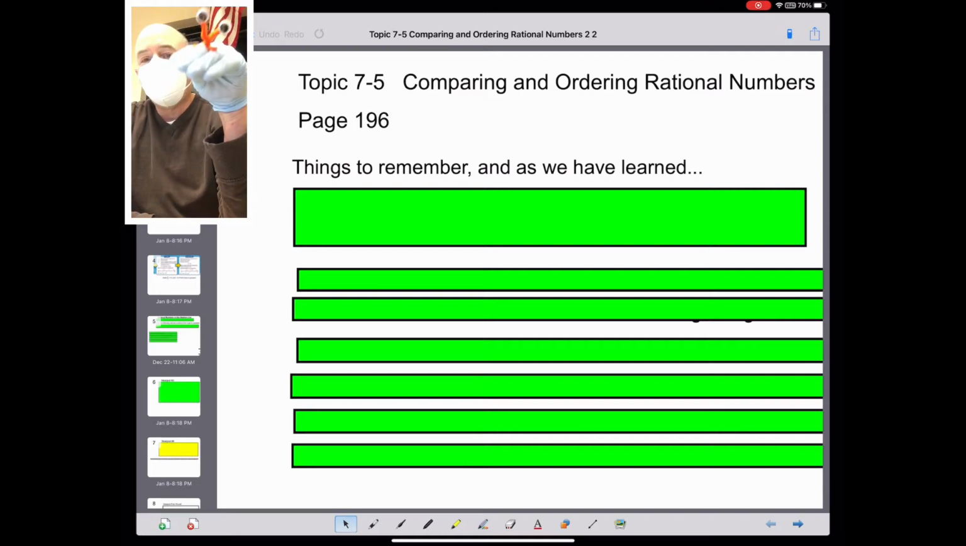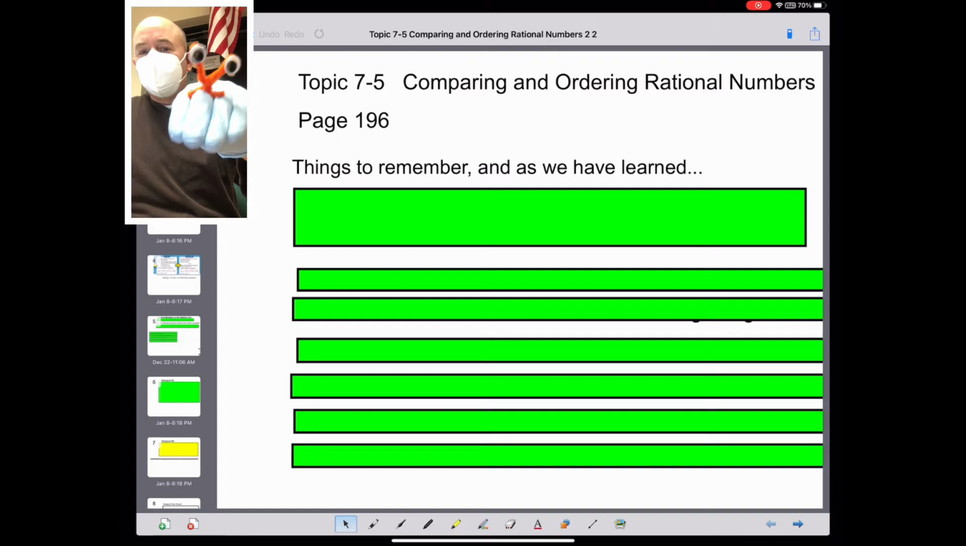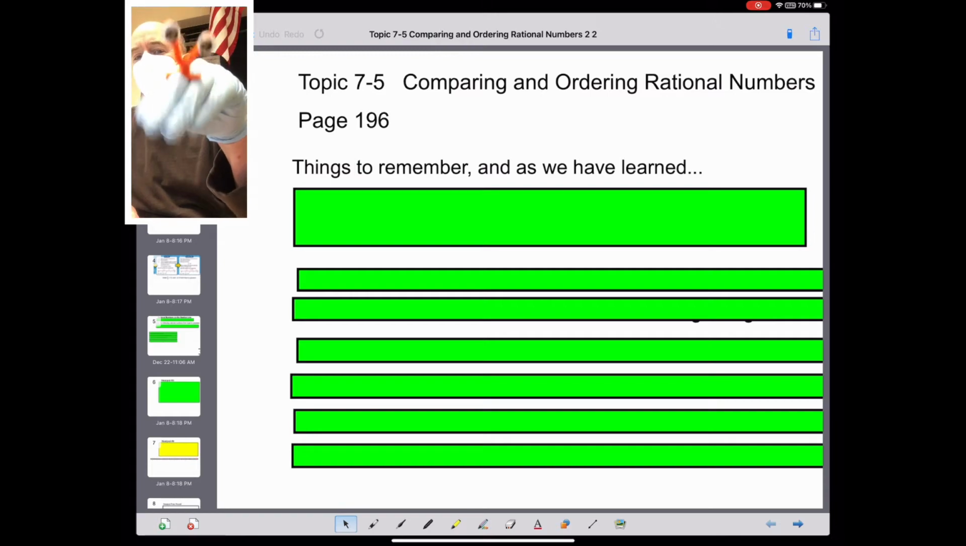Oh, comparing and ordering rational numbers. Okay, if they have their book in front of them, it's page 196, right? Okay. Hey, can I help you with this? Better let him help. Okay, let's get started, kids. Things to remember. Do they have any background information on this already, Mr. Triola? Oh, very good. Okay, that's good to know that they have a little bit of background information.